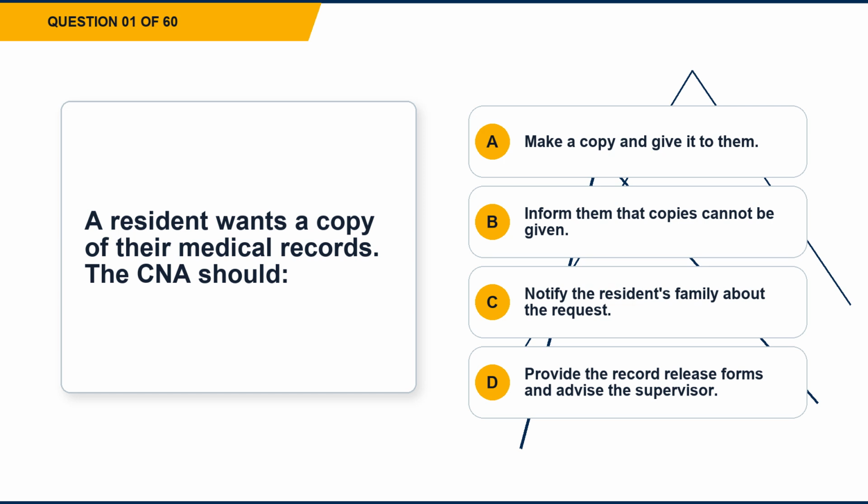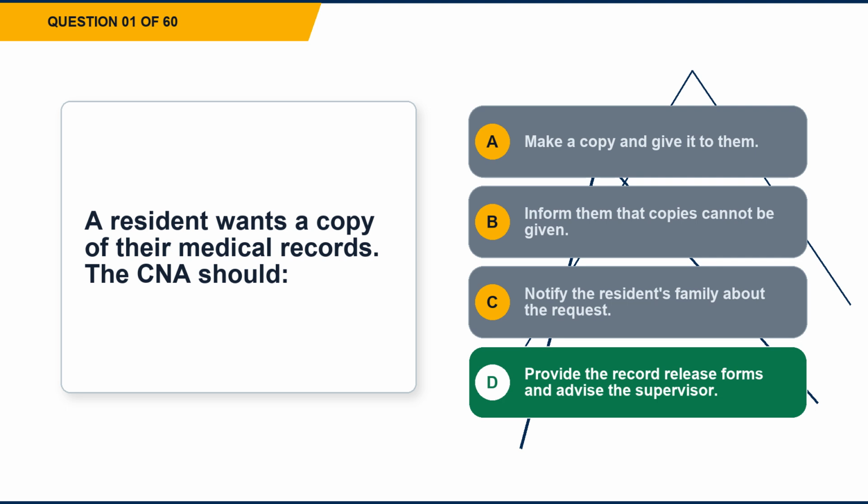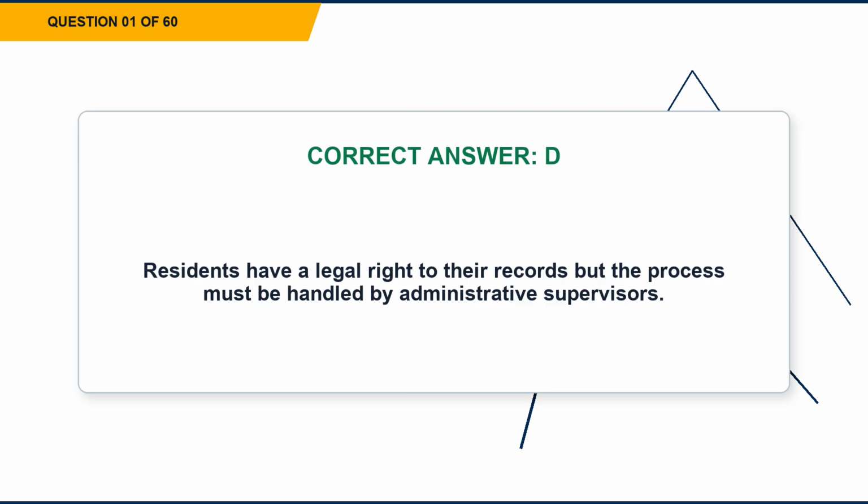The CNA should: Option A, make a copy and give it to them. Option B, inform them that copies cannot be given. Option C, notify the resident's family about the request. Option D, provide the record release forms and advise the supervisor. The correct answer is option D, provide the record release forms and advise the supervisor. Explanation: residents have a legal right to their records, but the process must be handled by administrative supervisors.